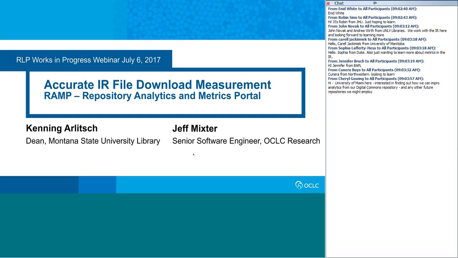So we're talking today about our Repository Analytics and Metrics Portal, or RAMP for short. In a nutshell, RAMP is a web service that we developed that tries to address a problem that many of us have with our institutional repositories, and that is accurately counting file downloads from those IRs. You may have heard of at least one other project in the United Kingdom called IRIS UK that's also working on this and has been for several years. Our approach is just different, and so we are thrilled to bring it to you today.